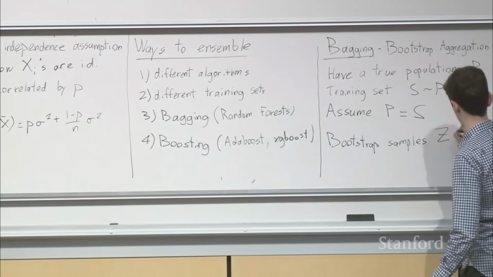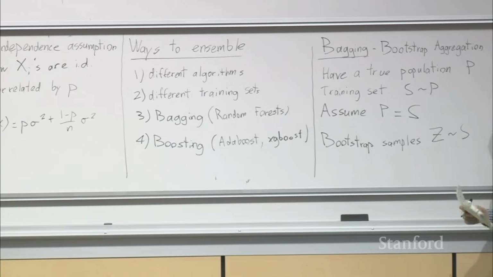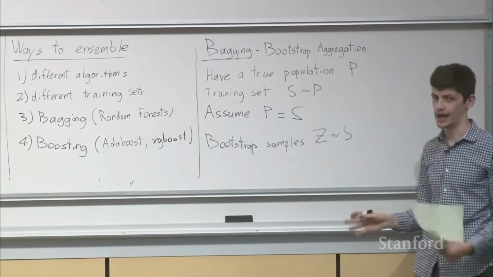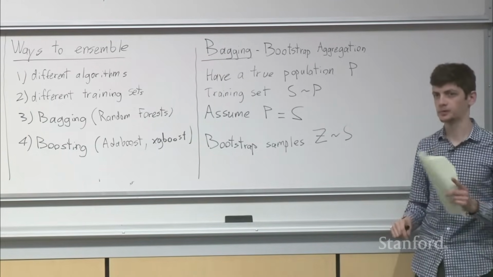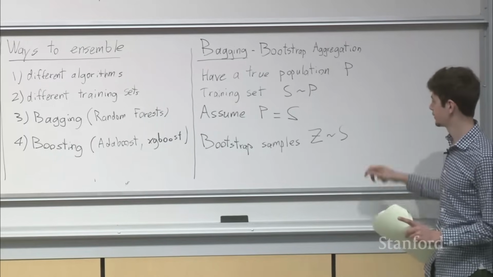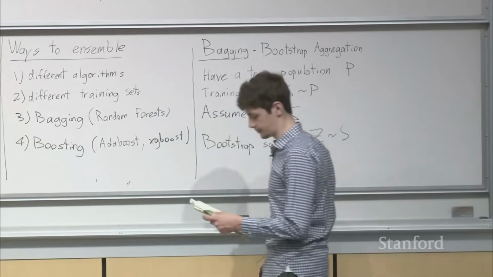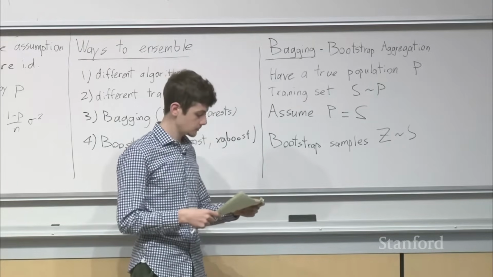Z sampled from S. How that works is you take your training sample, say it's of cardinality n, and you sample n times from S. This is important: you do it with replacement, because they're pretending that this is a population, and sampling with replacement makes that assumption hold, that you're sampling from it as a population.